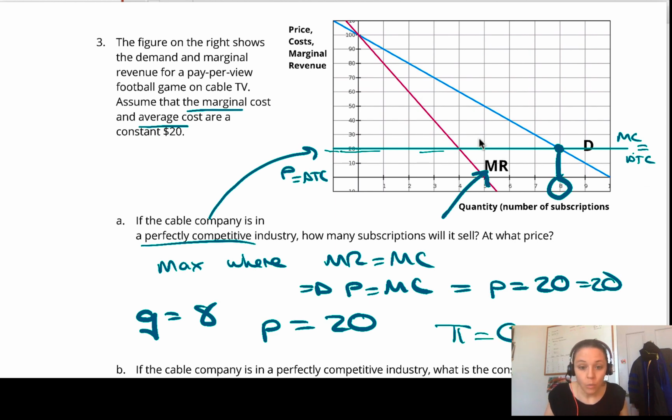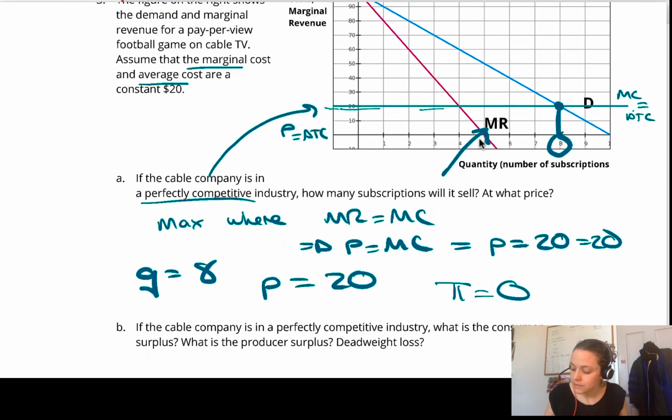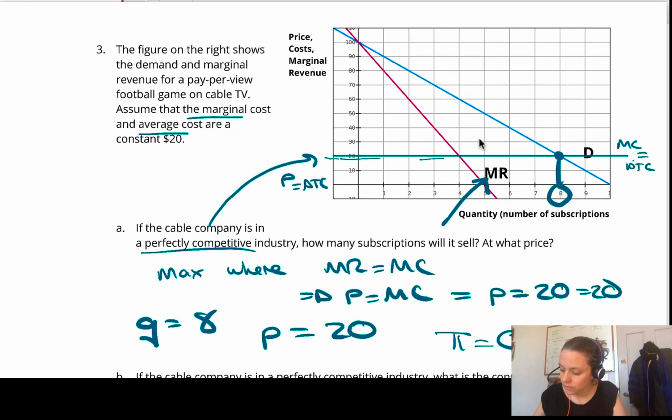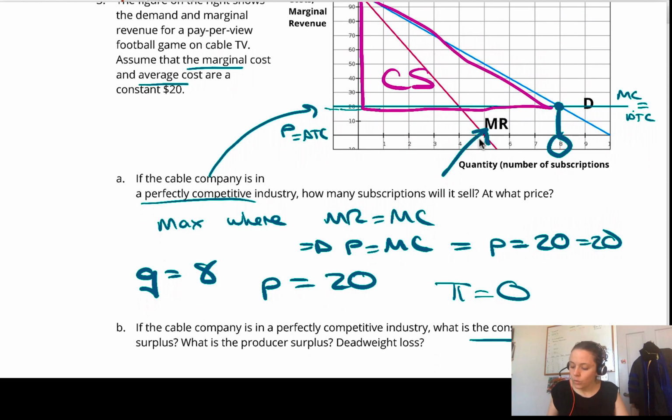All right. Now, what if I want to know what the consumer surplus is? Well, the consumer surplus is the difference between the demand curve and the price, which for this perfectly competitive industry is going to be this big triangle here. And then what is the producer surplus? The producer surplus is another way of saying profits. We know what the profits are. They are 0. And what's the deadweight loss?